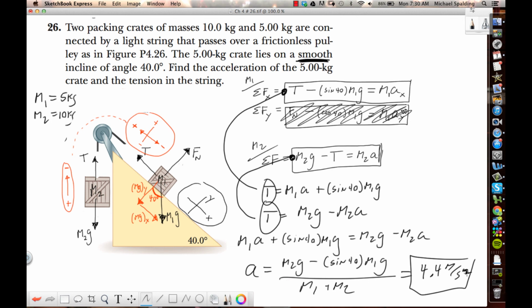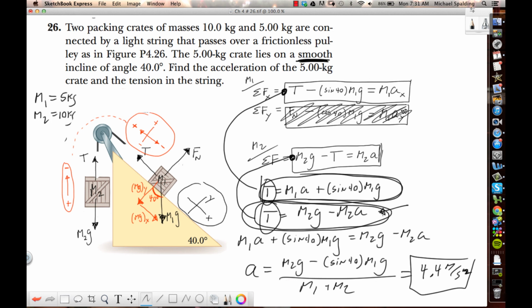And then once you have the acceleration, how do you find the tension? Well, come up here. You have two equations for tension. Here's an equation for tension. Here's an equation for tension. I would take the second one. So you plug into this, and you get T equals about 54 newtons when you punch the numbers in. Or you could have done this equation. You get the same thing.